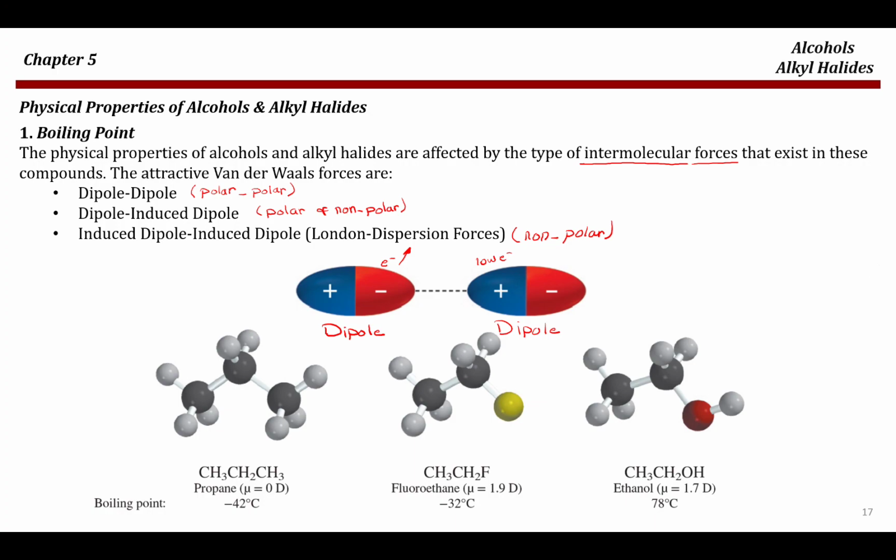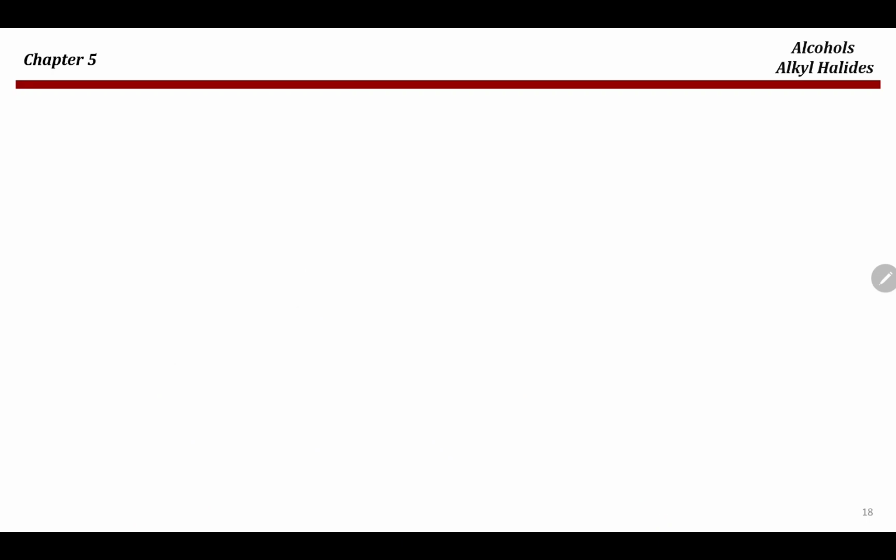If you look at the boiling point of the different types of organic compounds, this is an alkane. The boiling point of this alkane is minus 42 degrees. If you have a fluoroethane, they almost have the same molecular weight, and now the boiling point is negative 32 degrees. And finally ethanol, the boiling point is 78 degrees. So we will explain why we have such a high boiling point for alcohols, whereas we have a low boiling point for this alkyl halide and even a lower boiling point for this alkane.